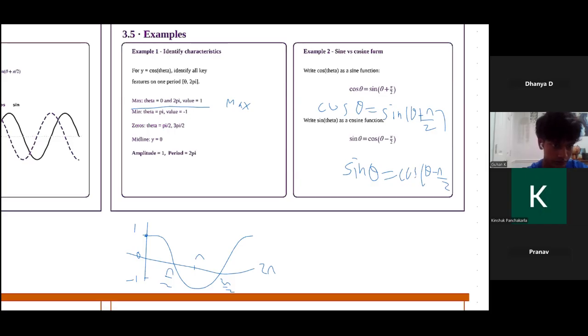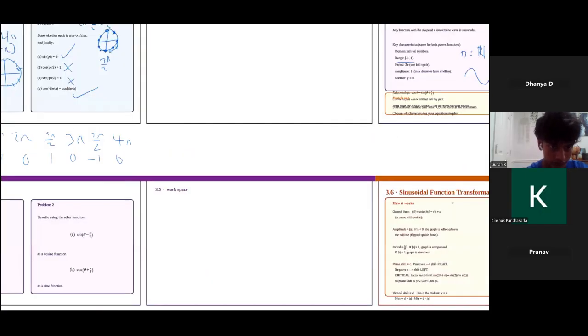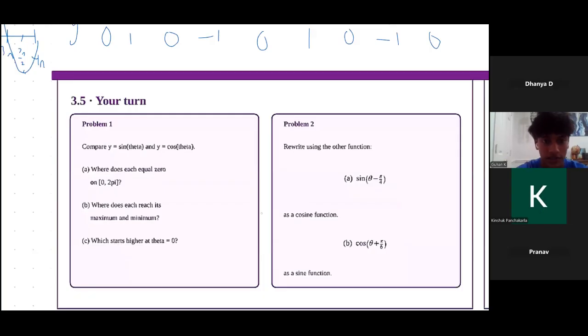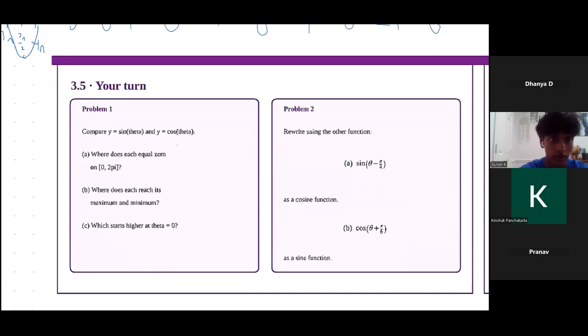Okay. Compare y equals sine theta and y equals cosine theta. And I'm going to help you guys out with this. So I would like you guys to do this on your notebooks too. So draw out both the sine and the cosine graphs. I'm just going to write sine theta in blue, cosine theta in red. Start with cosine since I'm on red already. 1, -1.